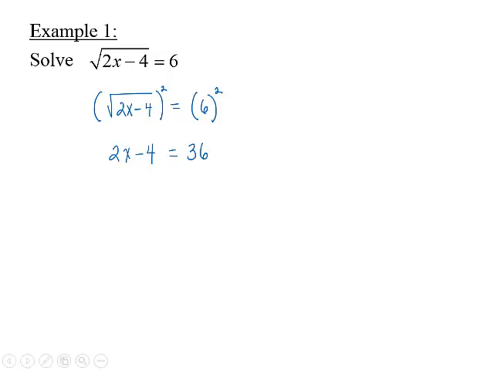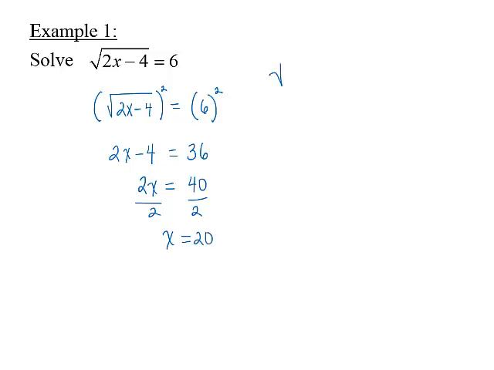Again, our goal is to get the x isolated to one side, so as I've said before, we have to kind of unwrap what is attached to x. Now we will add 4 to each side to get 2x equals 40. Divide each side by 2, so x is 20.